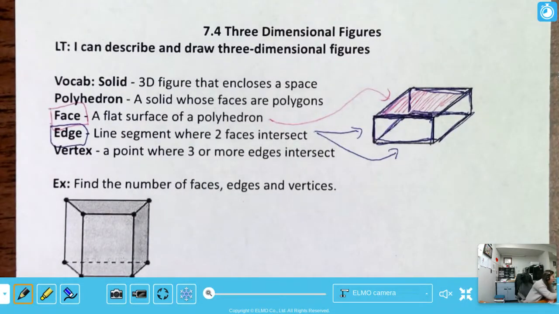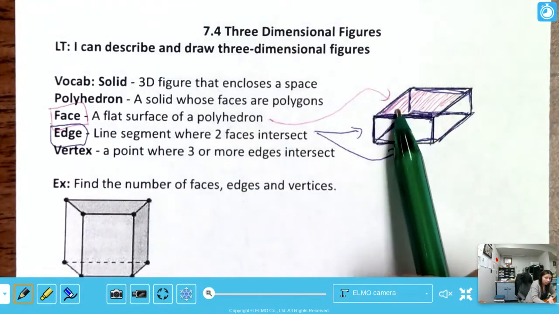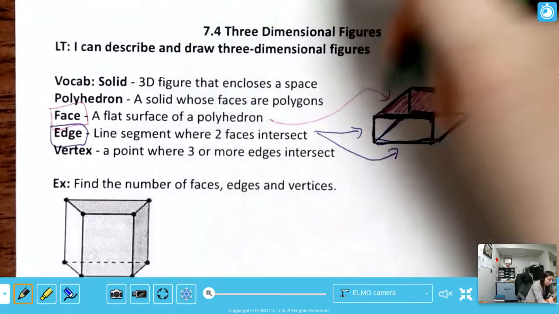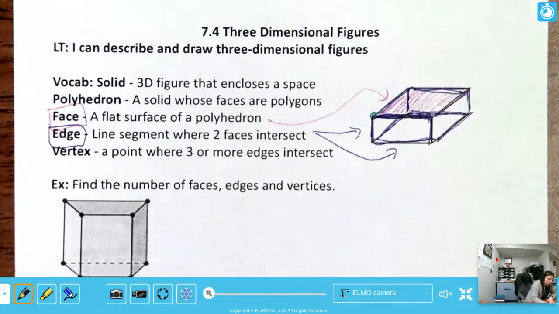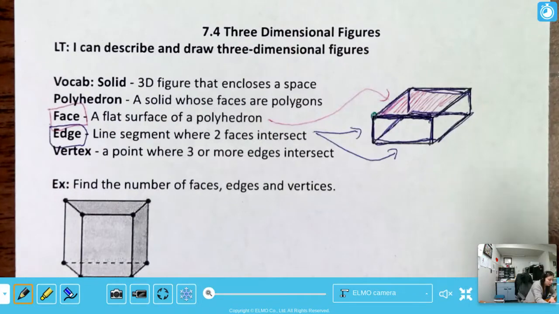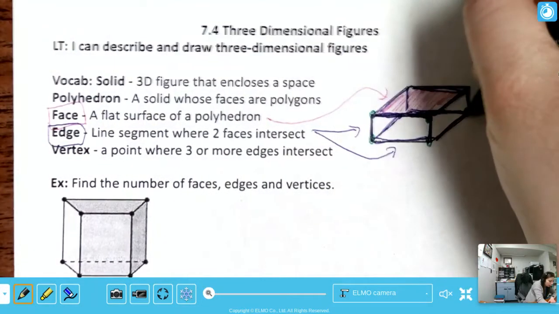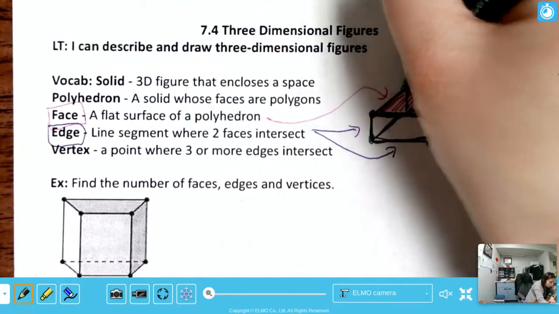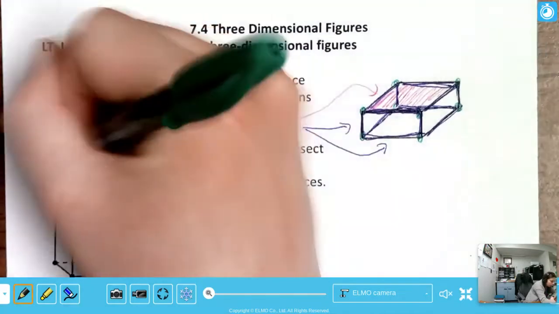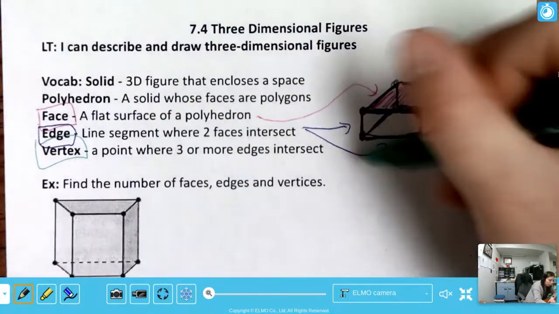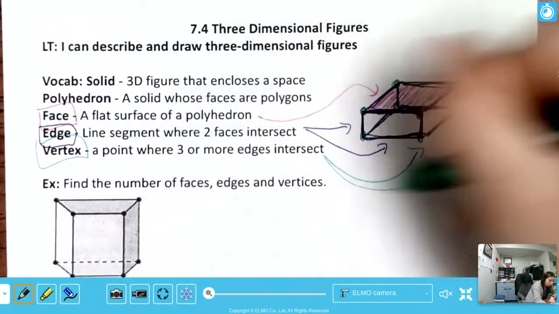And finally, a vertex is a point where three or more edges intersect. So I have an edge here, here, and where they intersect, that little point, that is called a vertex. Multiple of them are called vertices. So I'm going to put little green dot on all of my vertices, all my little points to help me see all the vertices. And then I'm going to draw an arrow to a couple of them.